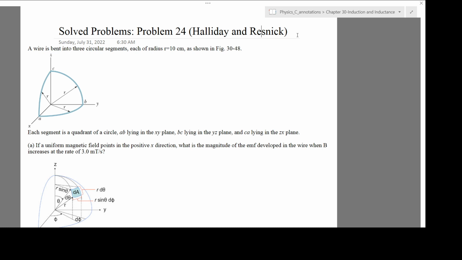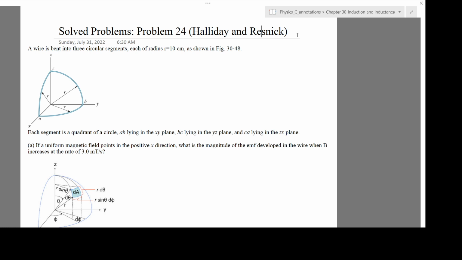This is problem 24 from your textbook. And what do we have here? Let's read this problem. A wire is bent into three circular segments, each of radius r equals 10 centimeters, as shown in the figure that you have on your screen right there.